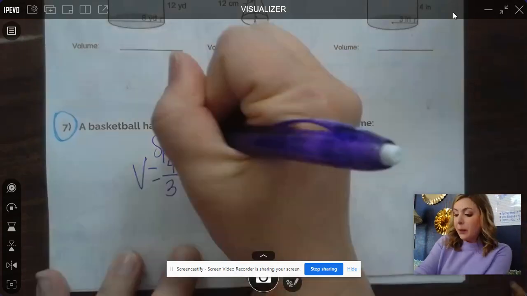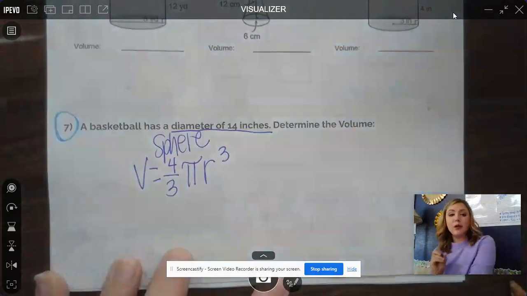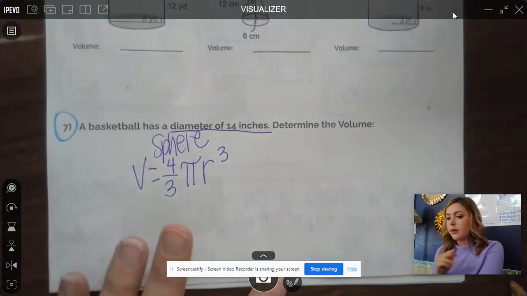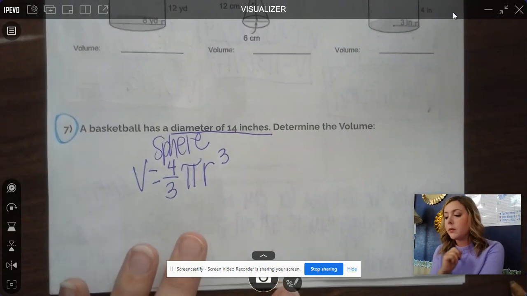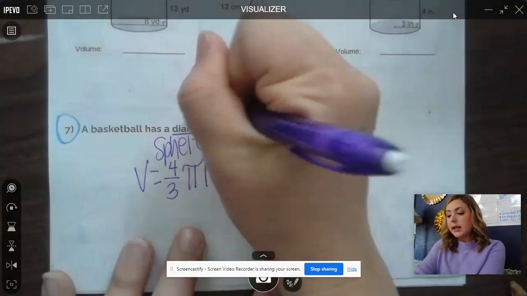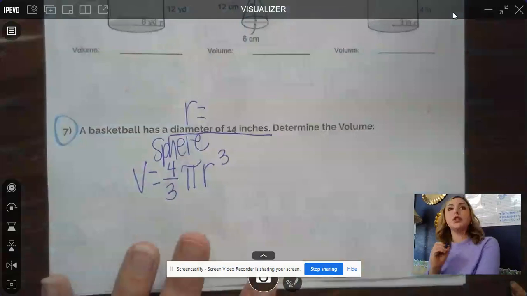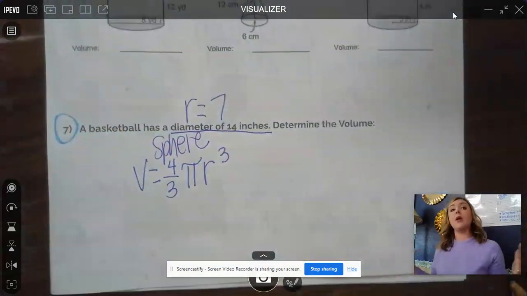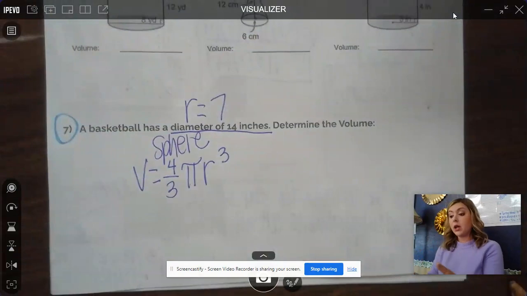Was I given the diameter or the radius for this basketball? Diameter. So I never use diameter. We notice diameter is never in any of our formulas. What is the radius if the diameter is 14 inches? 7. All right. I don't have height either on this one. So I have enough information.